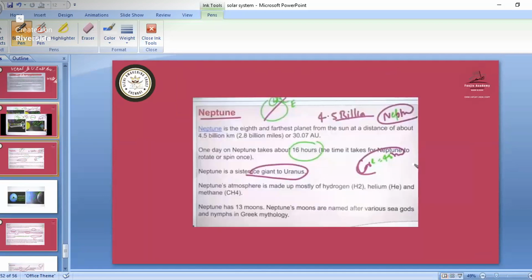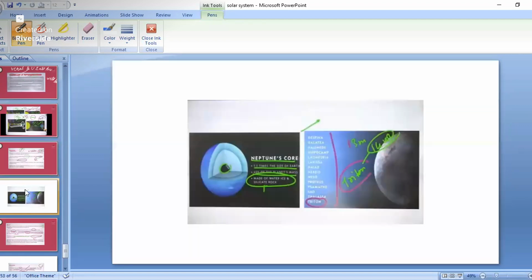Now we'll study about Neptune. Neptune is the 8th planet and the farthest planet in the solar system, and it is a sister planet to Uranus. Its atmosphere is made of hydrogen, helium and methane, and it has 13 moons. Triton is the biggest moon of this planet. Neptune's core is 15 times the size of the Earth, and made up of water, ice and silicate rocks.